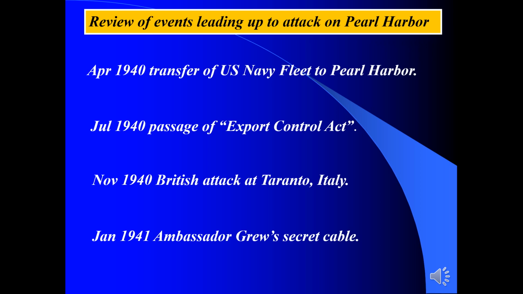D. In January 1941, Joseph Grew, the ambassador to Japan, secretly cabled the State Department information gathered by the Peruvian diplomat that Japan was considering an attack on Pearl Harbor. Keep in mind that this was 11 months prior to the attack.